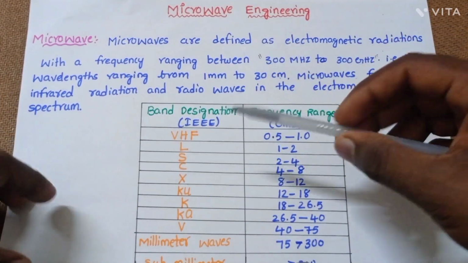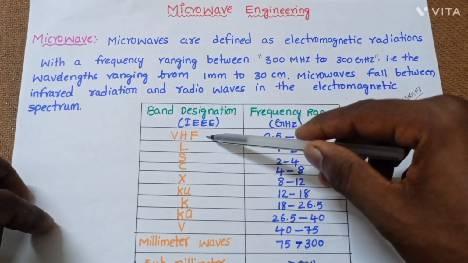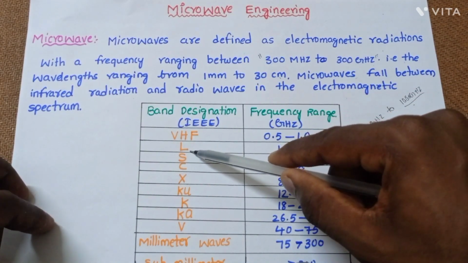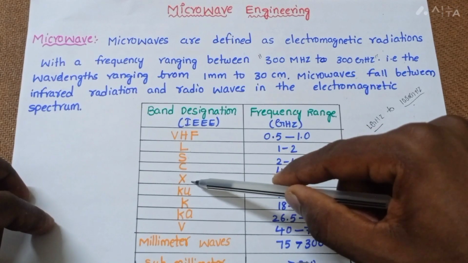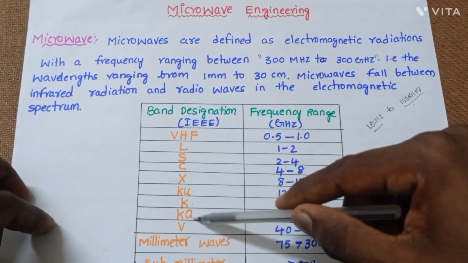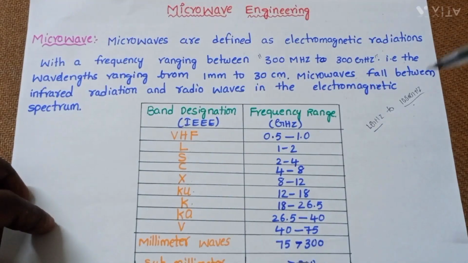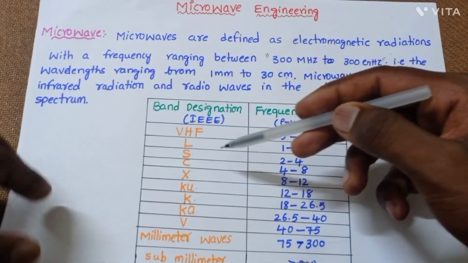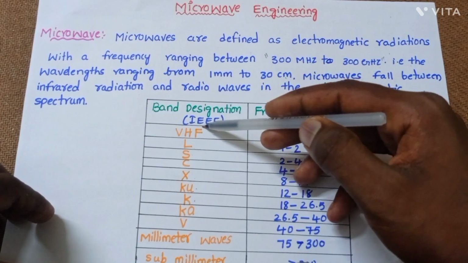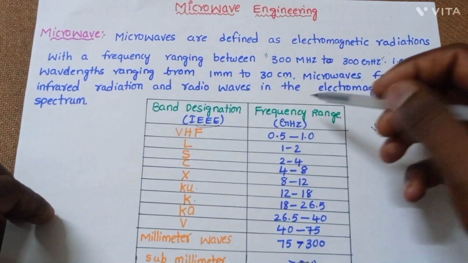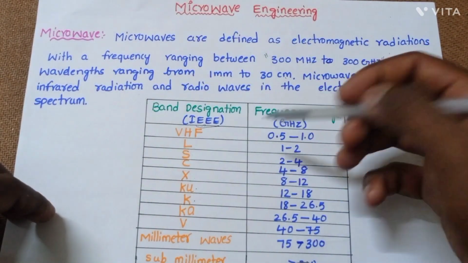Now let's see the spectrum of microwave frequency. The microwave spectrum is classified into different bands: very high frequency, L band, S band, C band, X band, Ku band, K band, Ka band, V band, millimeter wave band and submillimeter wave band. This spectrum is classified by the IEEE.